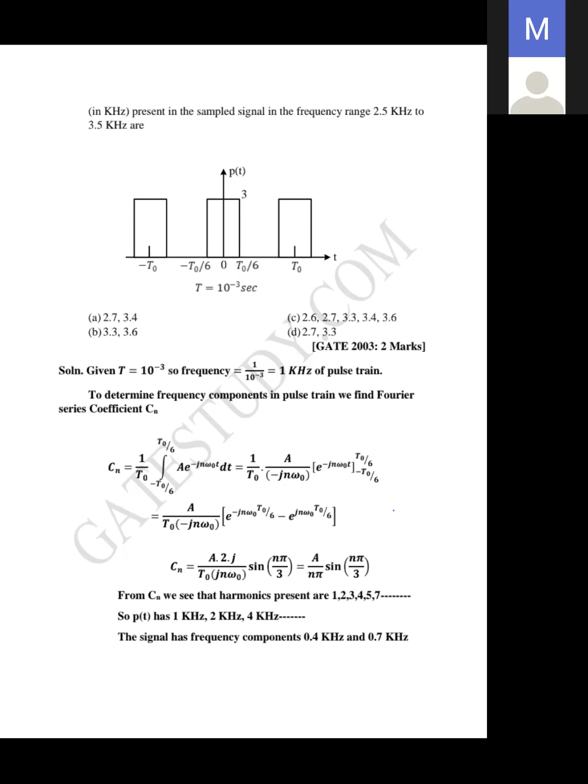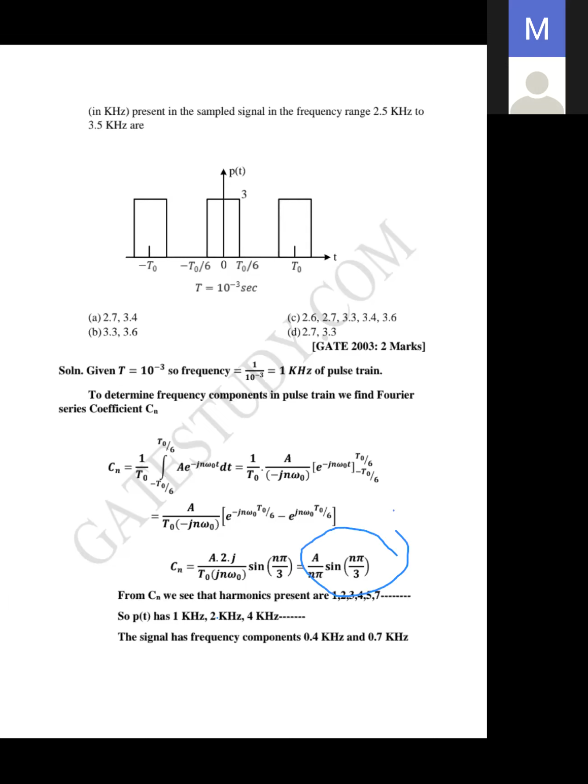If you apply this, we get Cn is equal to A into 2j e power j n omega naught sine n pi by 3. I applied the trigonometric formula here, so the given equation is converted into this term alone. This term alone is converted into 2j sine theta by 2. So that's why we got A by 2j into e power j n omega naught sine n pi by 3. Okay, so this is the desired outcome: A by n pi into sine n pi by 3.